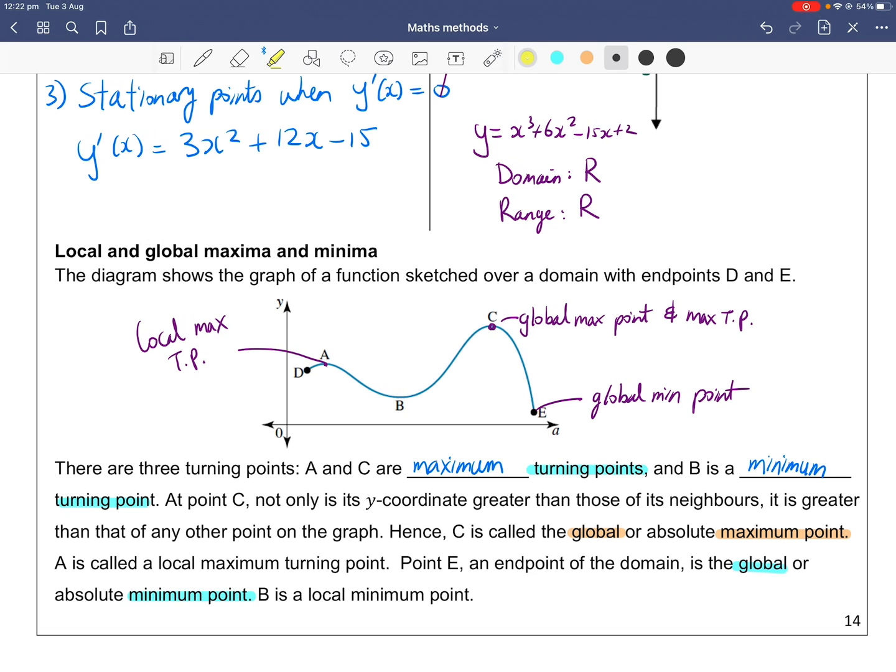In contrast, we have that B is a local minimum turning point. So B is a local min turning point, because it is a turning point. It's a happy face, and it's a minimum, but it's not the lowest y value across the curve in the domain.